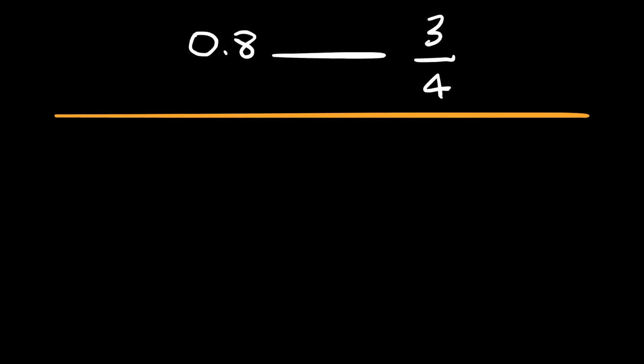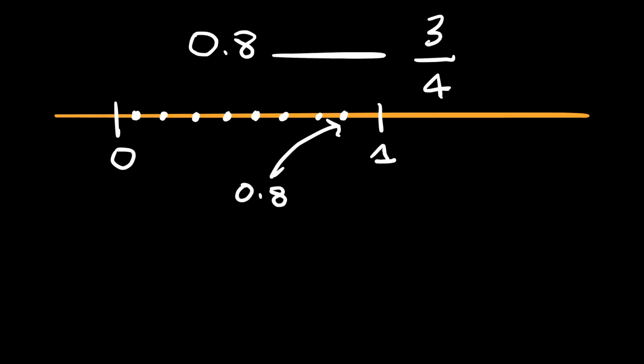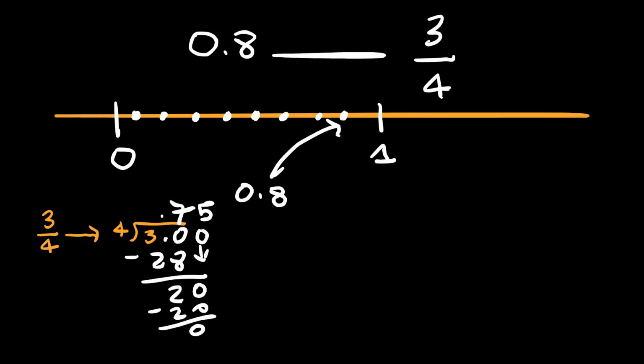Here we have another example. It's easier if we use a number line to see where 0.8 is located. So we have 0. So 0.8 will be around here, but it's quite difficult to know how 3 over 4 looks as a decimal number. So what we need to do is divide. 4 goes into 3. Well, you cannot, because 3 is smaller. So we need to add a decimal point and add a 0. It will become 30.